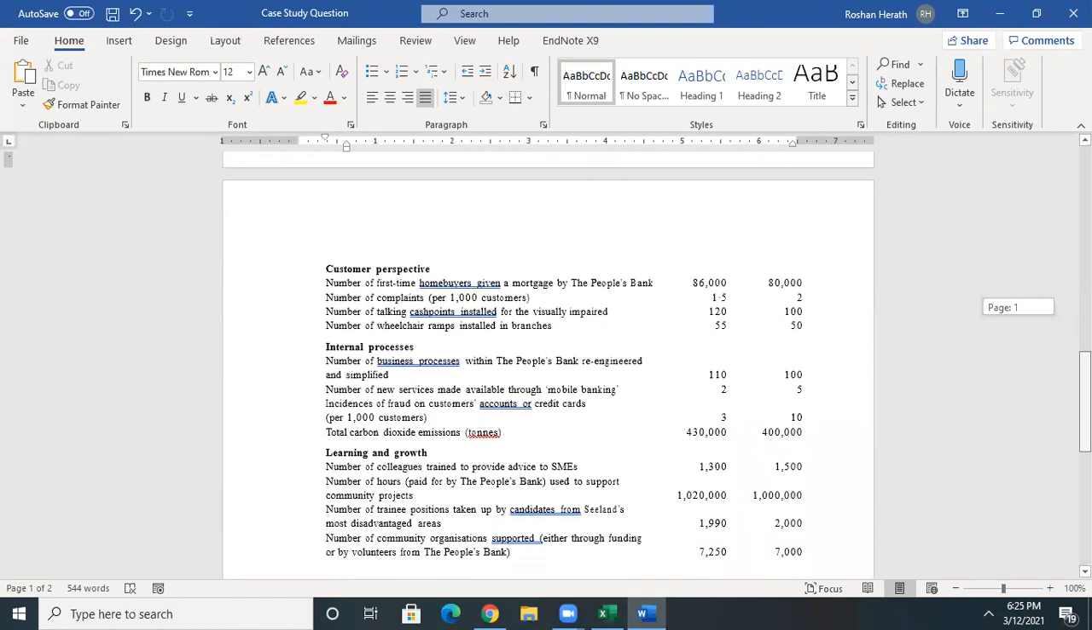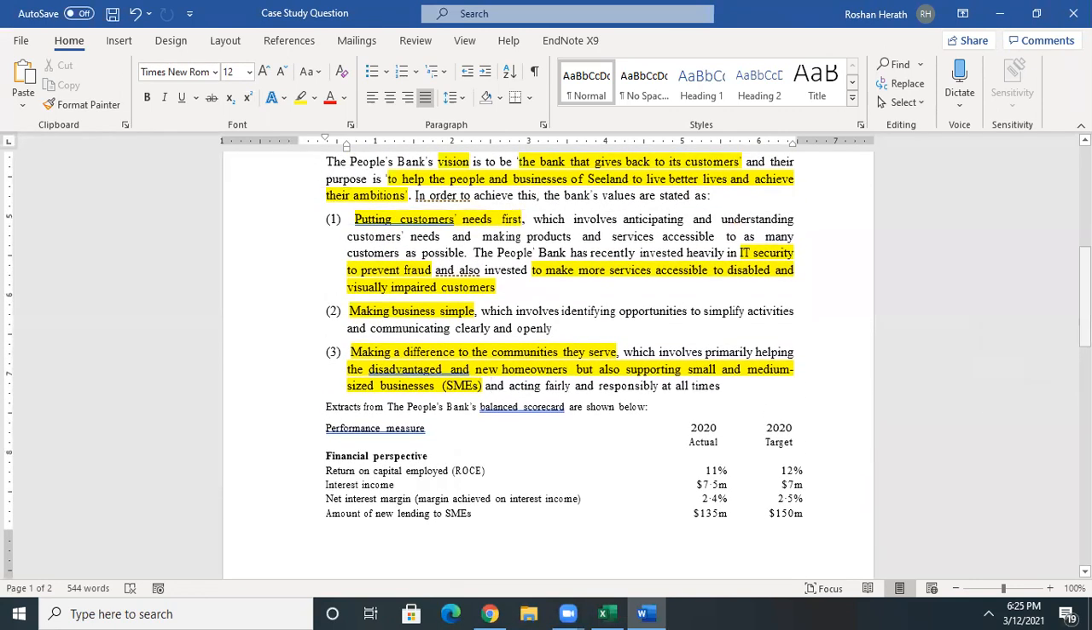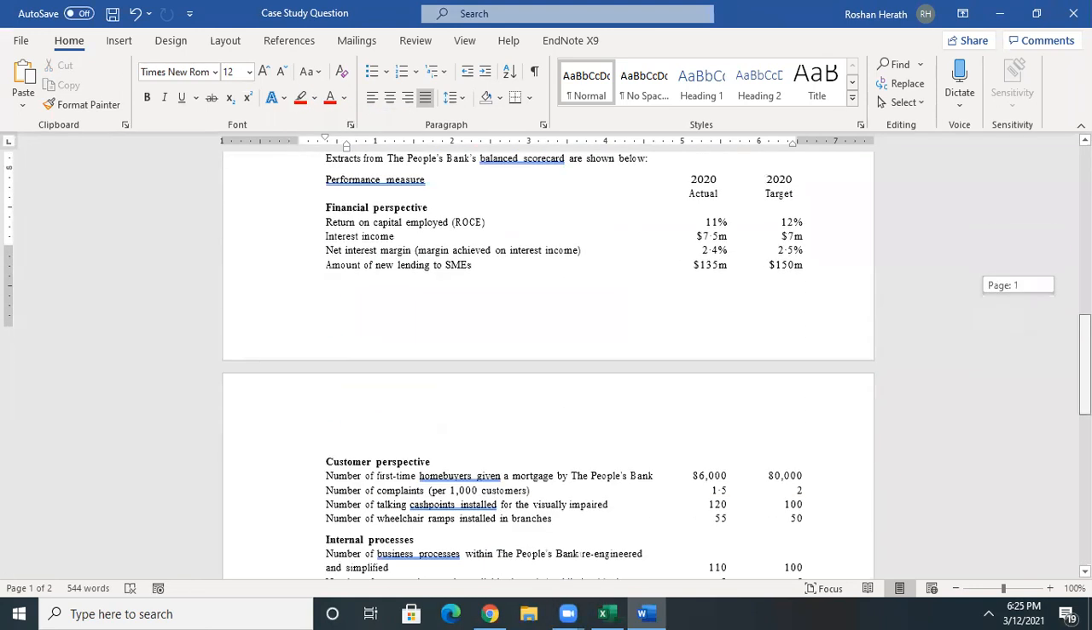So similarly, if you come to the customer perspective, you can see that the number of first-time home buyers given a mortgage is higher than expected. So here you have the idea to help these new homeowners, right? You wanted to help the new homeowners and you are particularly good at doing that.